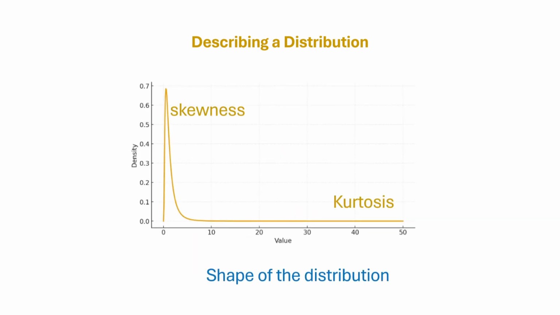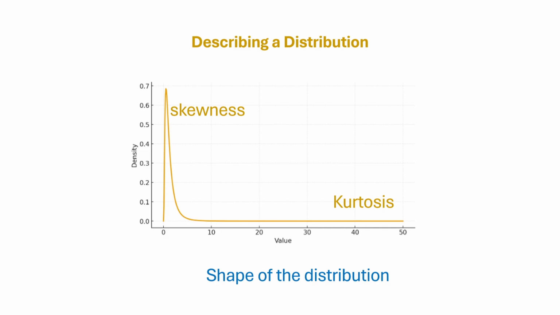The shape of a distribution can be described using two important ideas: skewness and kurtosis. Skewness tells us whether the distribution leans more to one side. In this chart, the distribution is positively skewed. Most values are close to zero, but the tail stretches far to the right. That means large positive values are possible, even if they are not common.